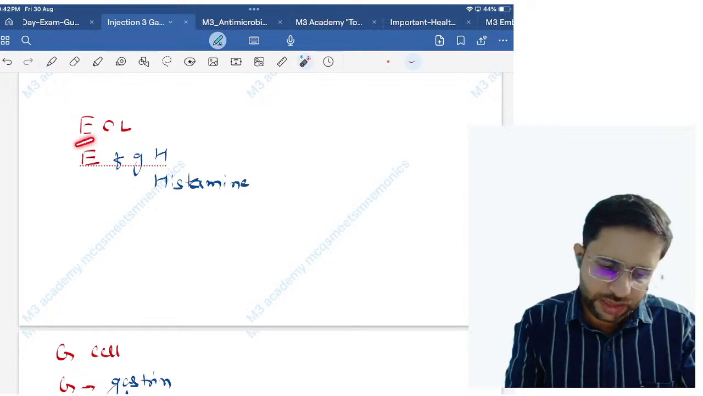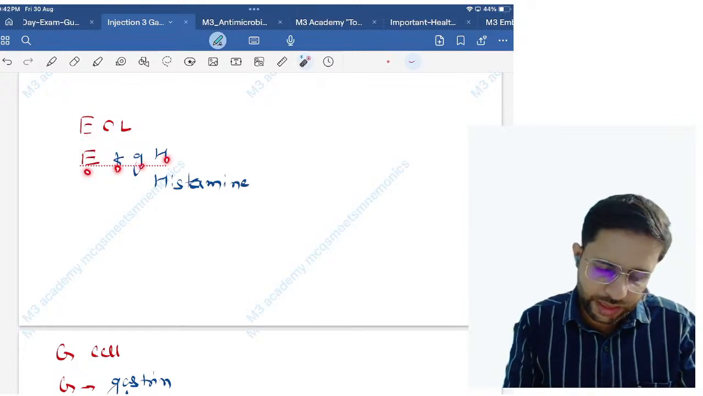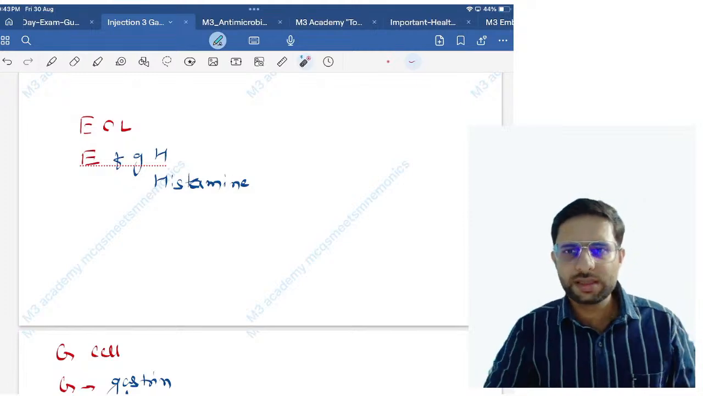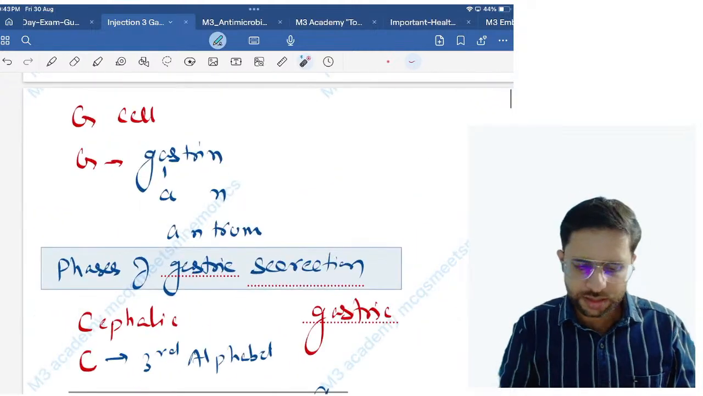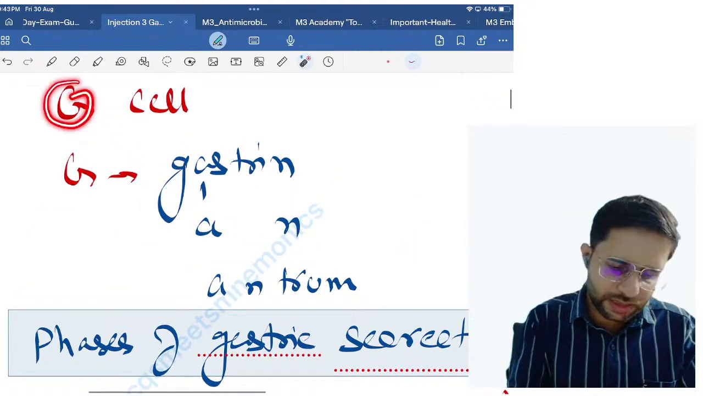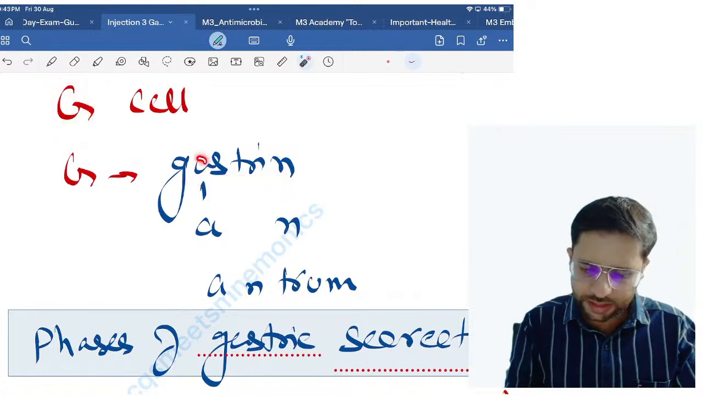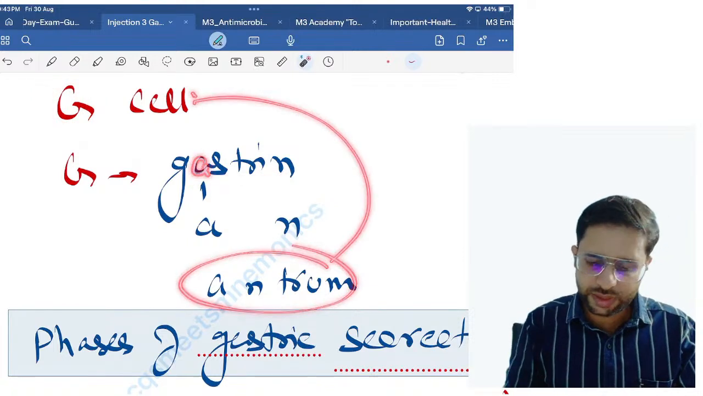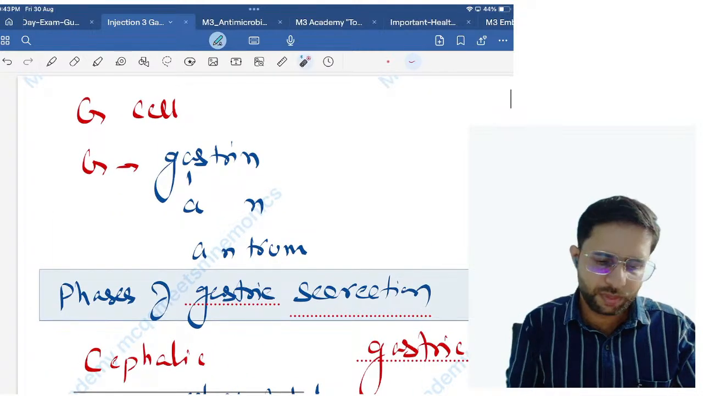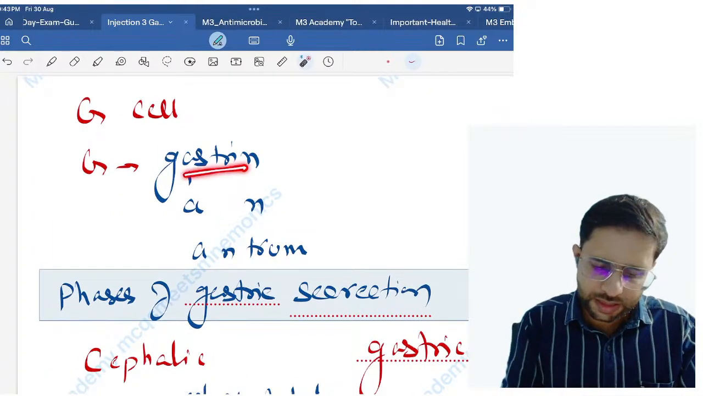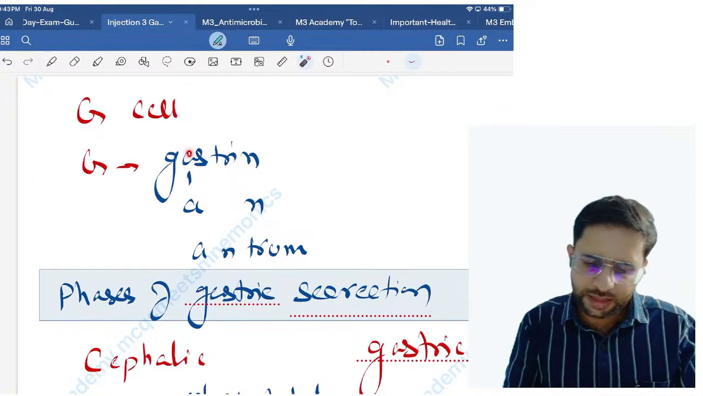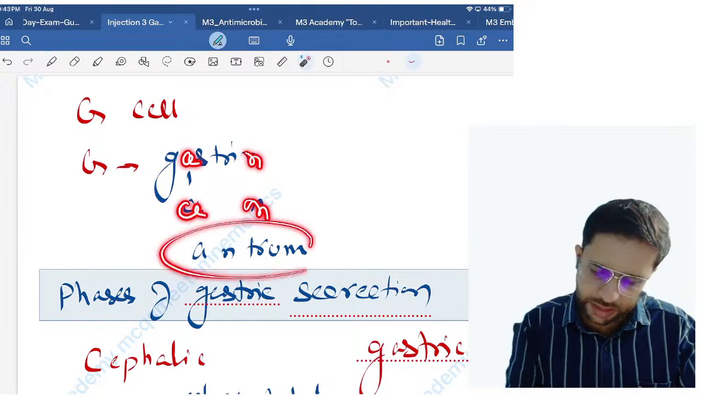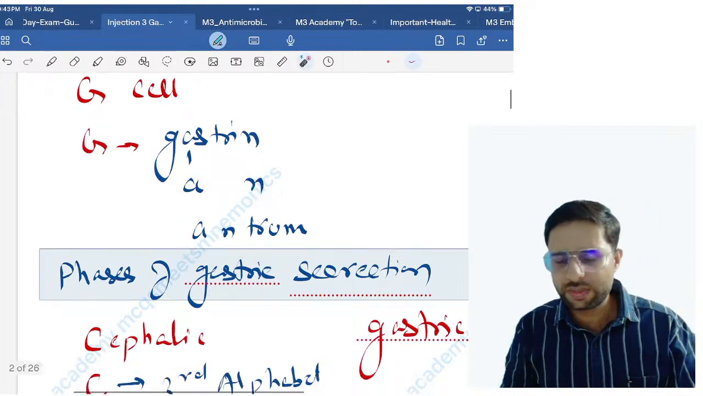Enterochromaffin cell: after E in the alphabet, what comes? E, F, G, H. H for histamine. So the enterochromaffin cell secretes histamine. Now next is the G cell. As the name suggests, G for gastrin, and gastrin has A for antrum. So the G cell is present in the antrum. Remember: G cell secretes gastrin. Gastrin has AN as the second alphabet, and AN means antrum, so it is present in the antrum.